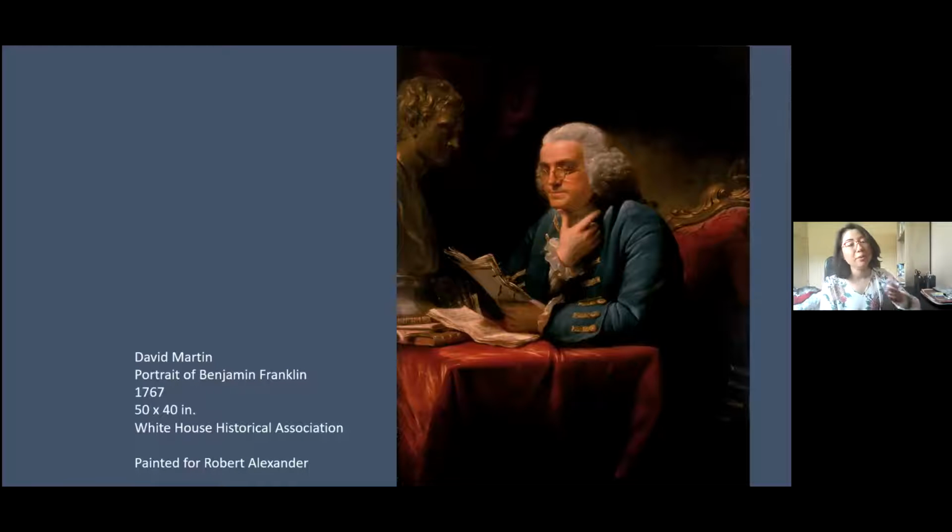Further, another branch of the Alexander family that descended from William Alexander and also immigrated to the United States ended up with yet another copy of the portrait. Again, I don't have the photograph of this copy, which I believe is still in a private collection. But Franklin's friend John Sargent, an English merchant, banker, and member of parliament, acquired a copy of the portrait from Martin himself. Right? And so Alexander descendants later ended up with this copy that Sargent had ordered.